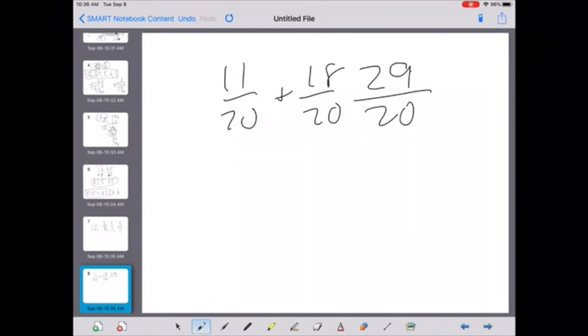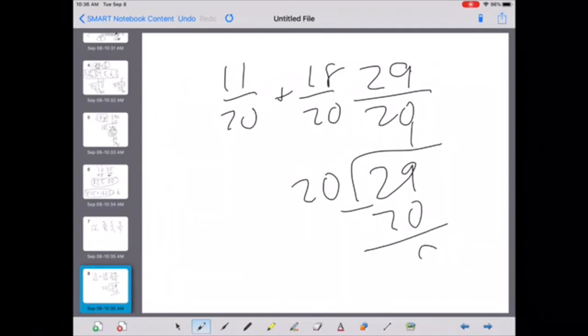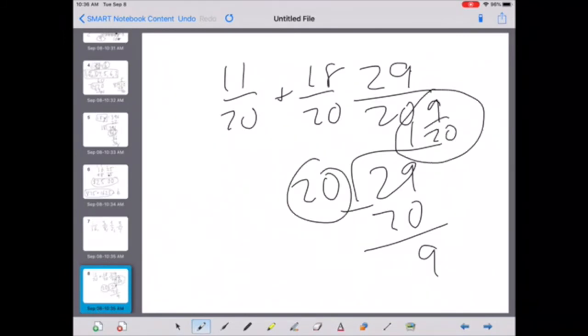1 plus 1 is 2. I have 29/20. Now today I have to switch that into a mixed number because it's improper. Top number in the box, bottom number outside the box. Goes in there one time, gives me a 9. Denominator stays as my divisor. I have 1 9/20.